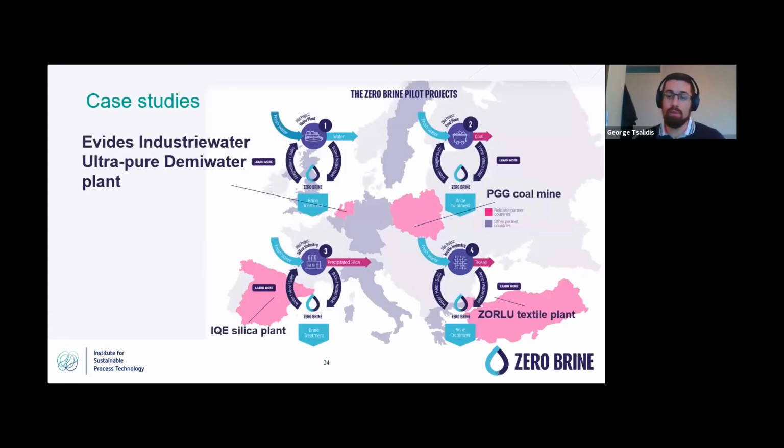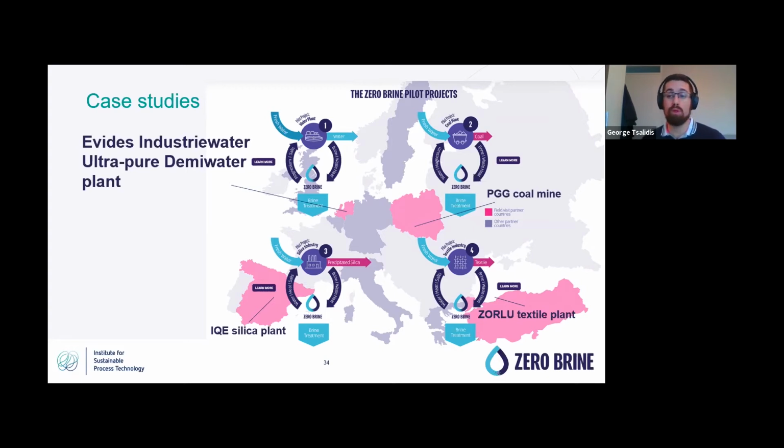So as I said, there are 4 case studies. The textile plant in Turkey, where there is already a reverse osmosis unit in order to treat their wastewater, because they use salt in several cases, especially when textile is dyed, when they are giving color to the textile products. There is a coal mine, and brine is produced in underground coal mines while coal is extracted.